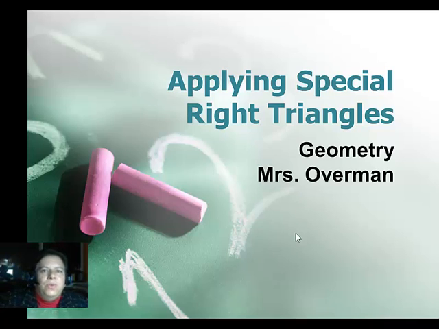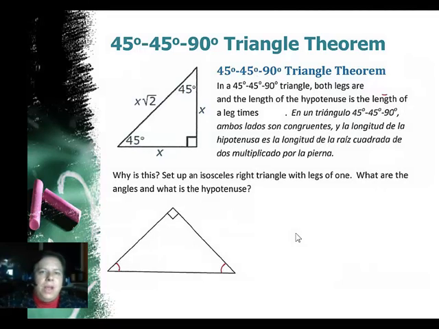In this short lesson, we're talking about two very special right triangles. In fact, they're so special, they show up in your math chart. The first triangle is the 45, 45, 90 degree triangle.